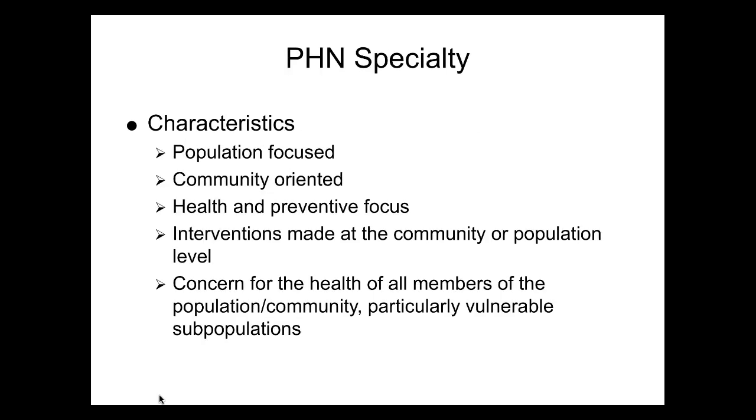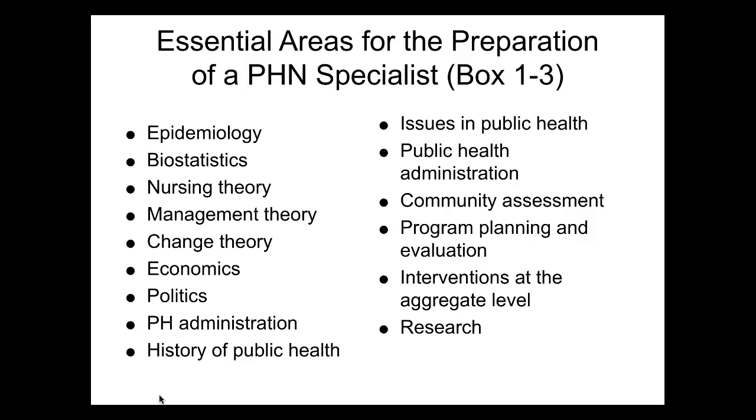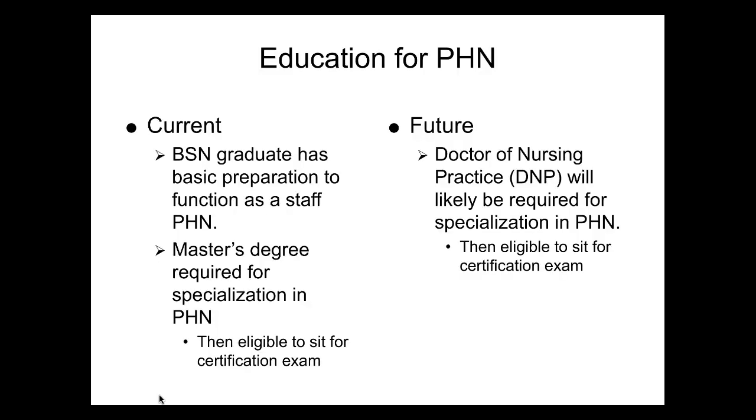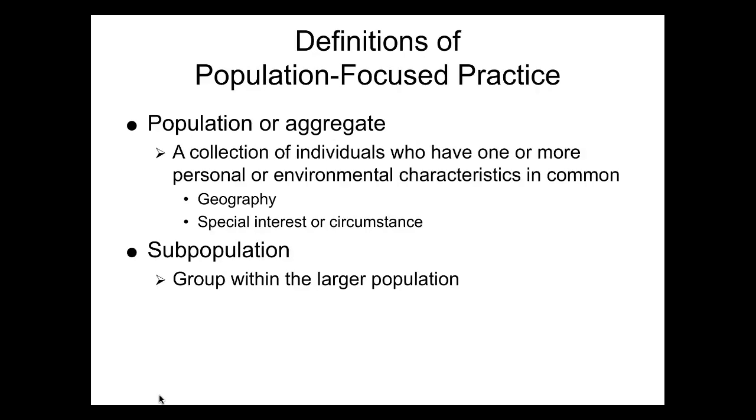So the public health nurse specialty: you're population and community oriented, health and preventative focused. Interventions are made at the community or population level. So it's not individual. You're not looking at the individual client. You're looking at the community or the population. And you're concerned for the health of all members of the population community, particularly those in the vulnerable subpopulations. Here are the essentials that we talked about. Here are the different education paths.